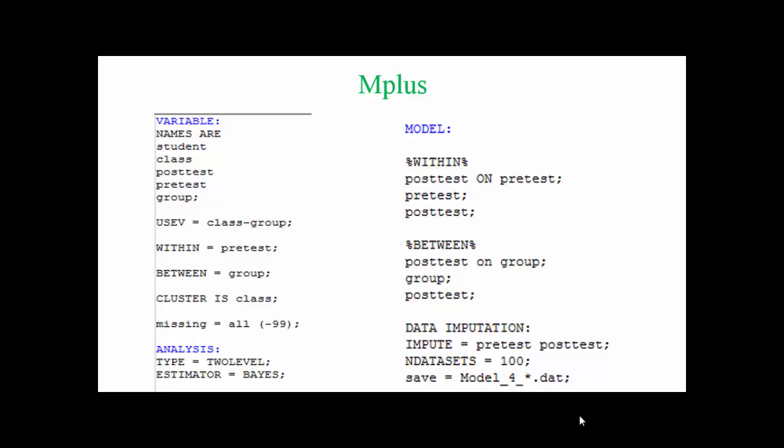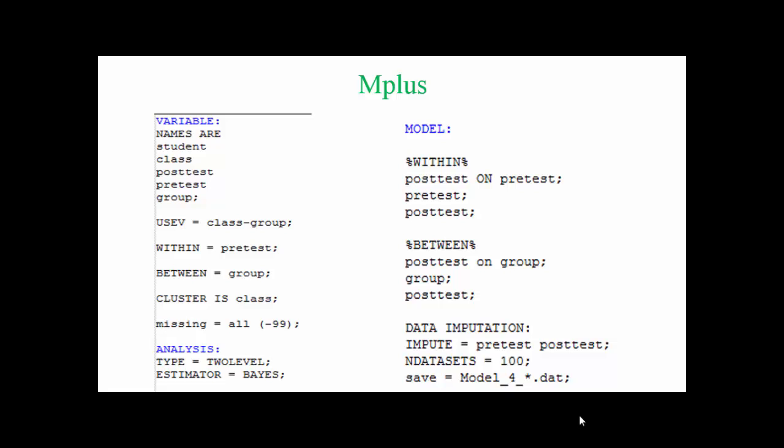Estimator Bayes. Because then what happens is Mplus is going to look at your model statement and say, okay, we're regressing post on pre, and we're regressing post-test variance at the classroom level on group. Okay, we've got a non-zero ICC, we've got variation at both levels. Then I'm going to come back with data imputation. So with estimator Bayes, type is 2-level, and data imputation after the model command, that tells Mplus, use this model and the relationships among the variables implied within it, then impute my missing data.